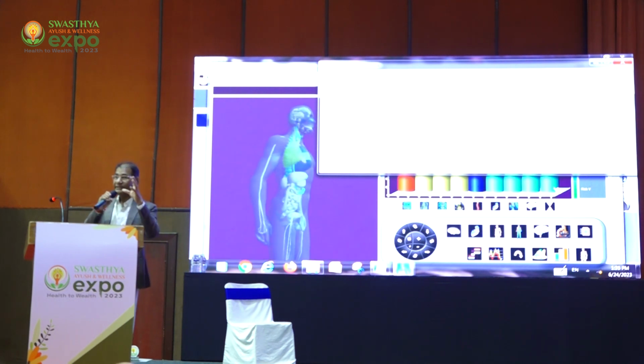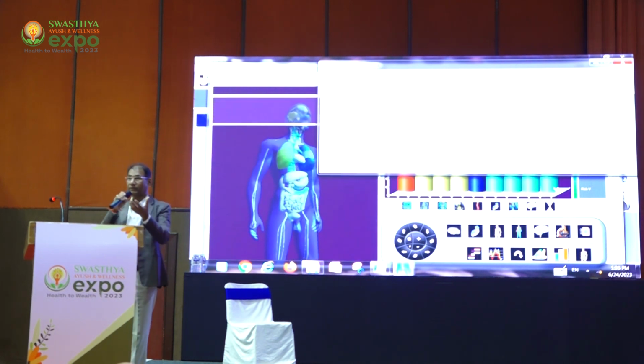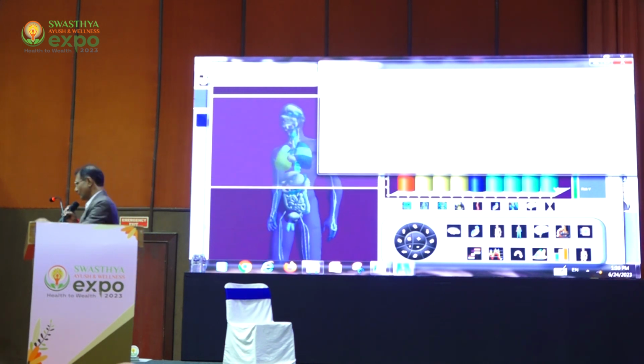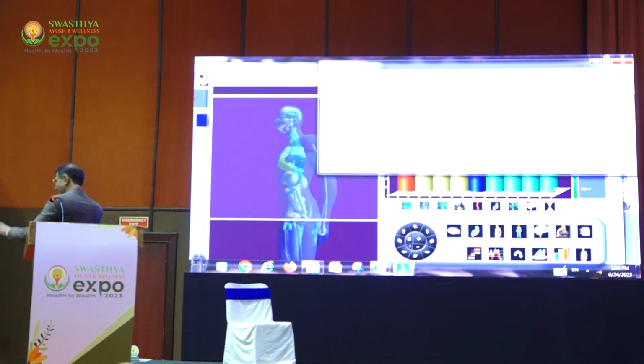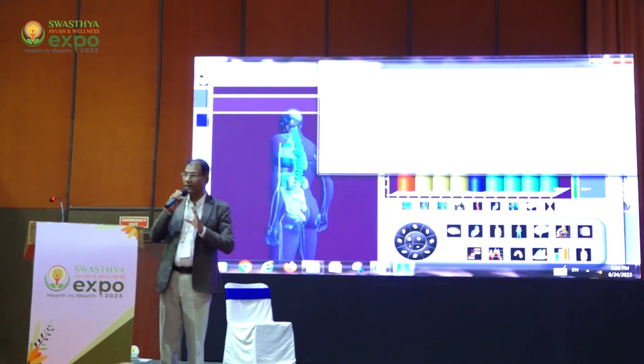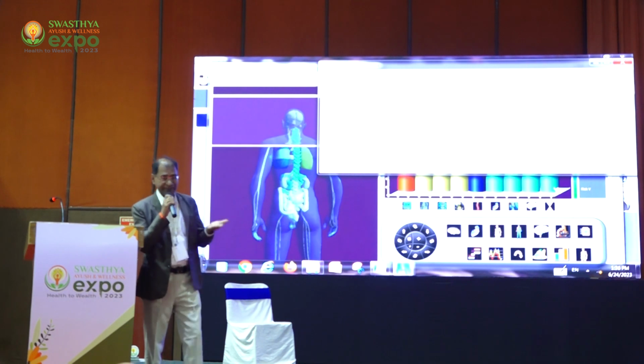So once the patient comes under your control, then you can continue with that. So many things are there. Almost 58 parameters are there. Now, any questions?